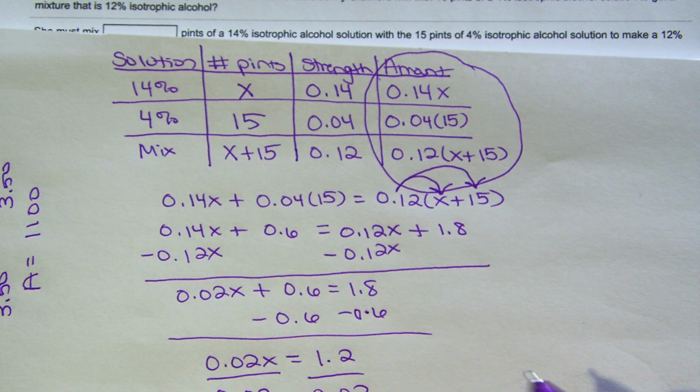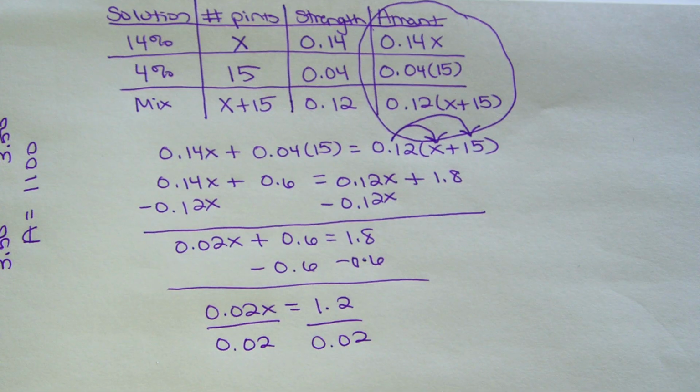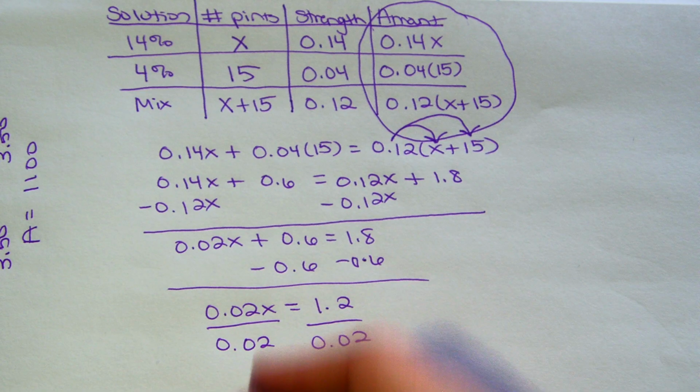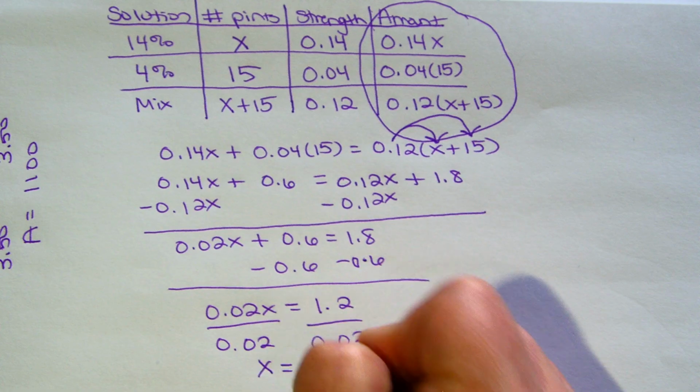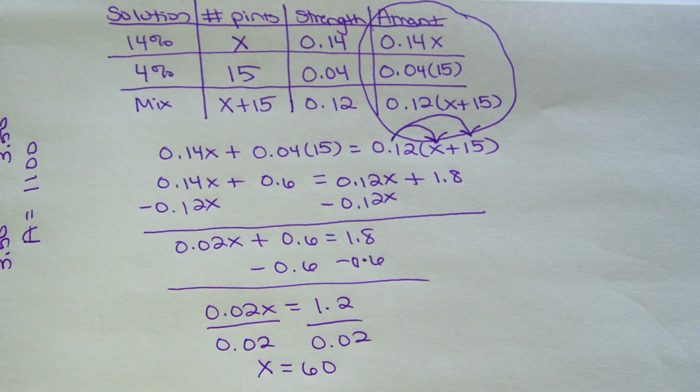I need 60 pints of 14% solution to be added to 15 pints of the 4% solution in order to get a 12% isopropyl alcohol solution. So 60 is what I write, or what I would type in for that problem.